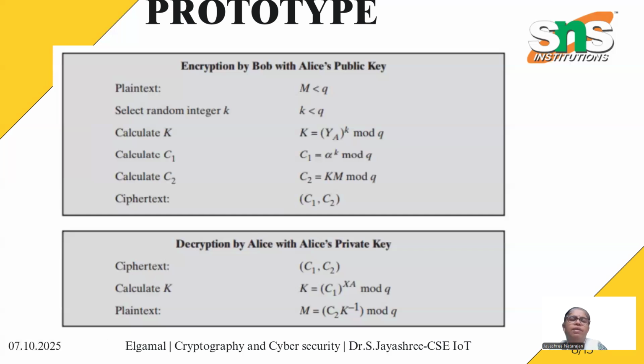Decryption by Alice with Alice's private key. Here the ciphertext is C1, C2, as you all know. Calculate K equals C1 to the power XA mod q. Then the plain text M equals C2 times K inverse mod q. From that, the plain text is retrieved. That's all about ElGamal cryptosystem encryption and decryption.